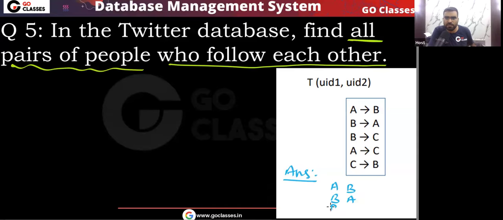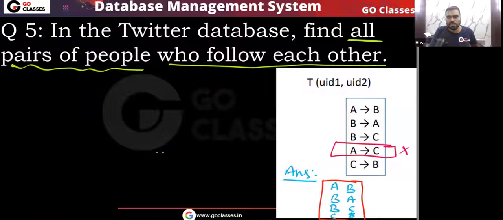Okay, like BC, CB. But you can see, I don't want AC. I don't want this. Yes or no? Okay, this is what I want to discard. Is this clear? So this is the output I want. Agree? Please tell me.